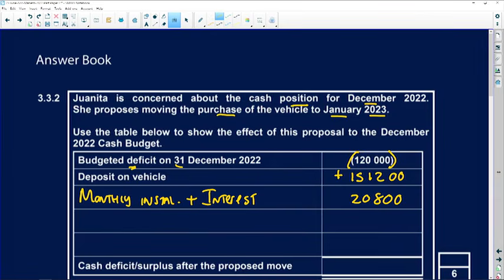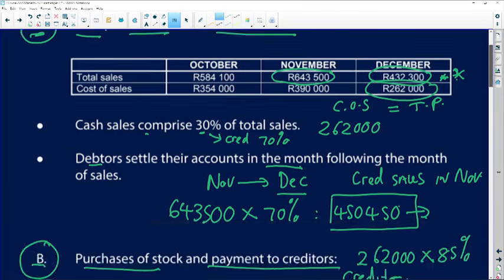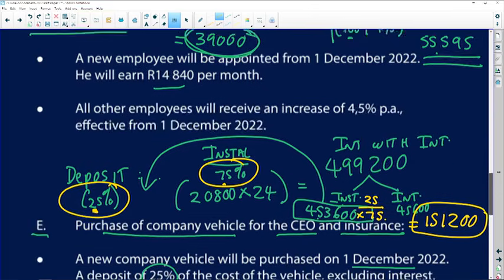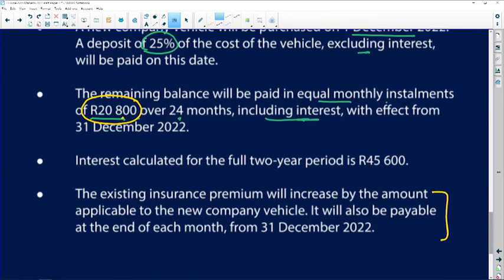20,800. She's also going to save on this. Right, what else is she going to save on in terms of this vehicle? So let's go back to our information because we didn't read through everything. Right, so let's scroll back down. There we go, this bit here. Right, the existing insurance premium will increase by the amount applicable to the new company vehicle. It will also be payable at the end of each month from the 31st of December 2022.